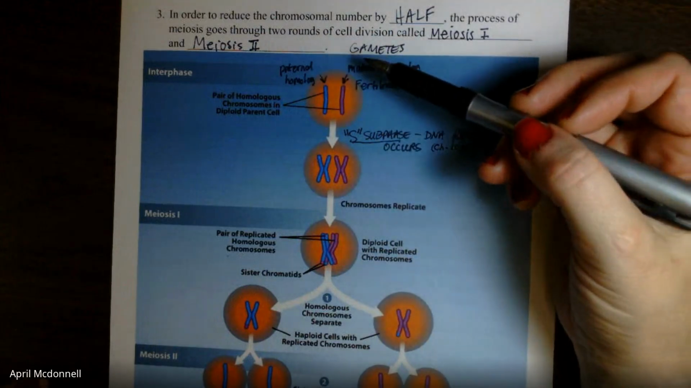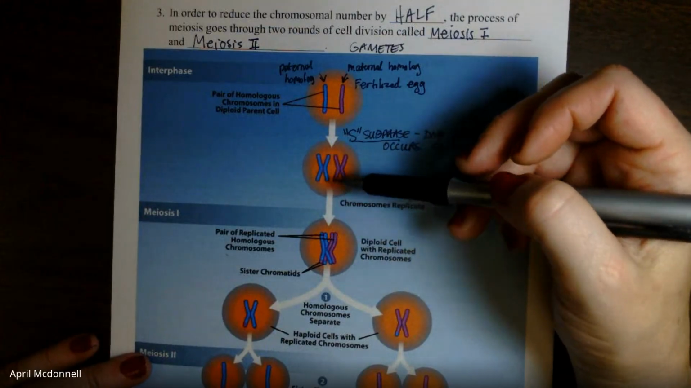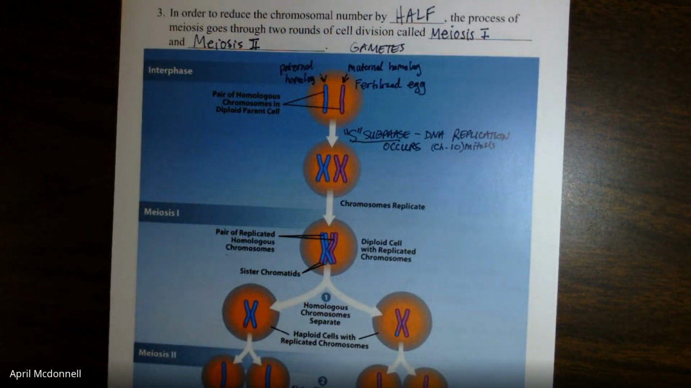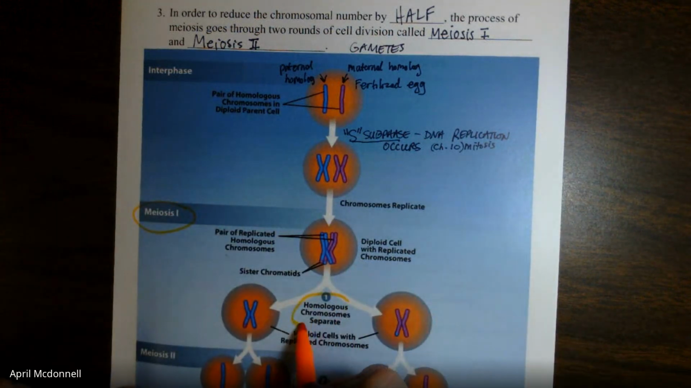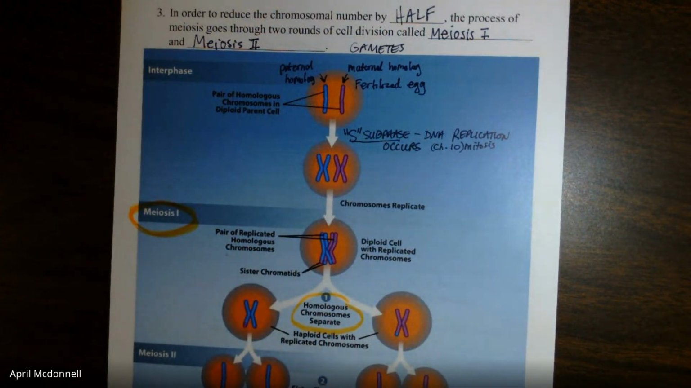So basically, our homologous pairs will line up at the center of the cell during meiosis 1, and the homologous pairs will separate. That's going to be the major event that occurs during meiosis 1. Well, one of the major events that occurs during meiosis 1.